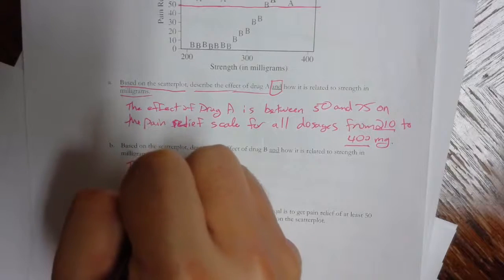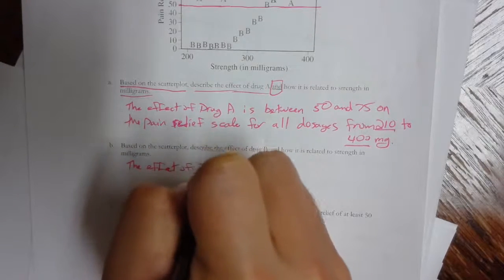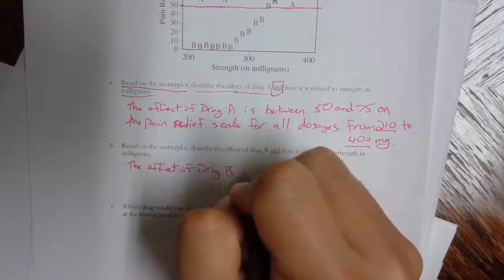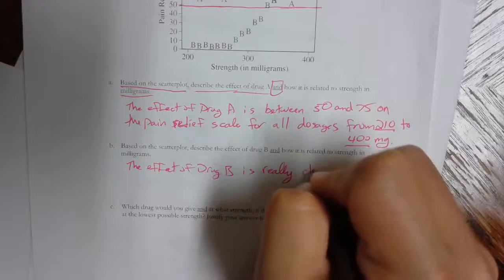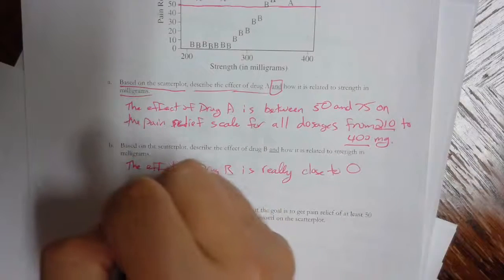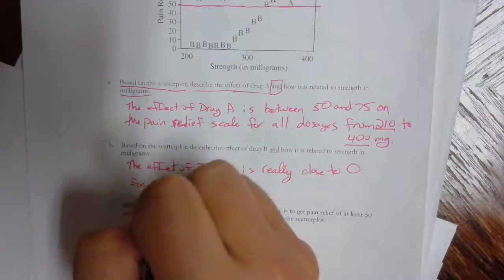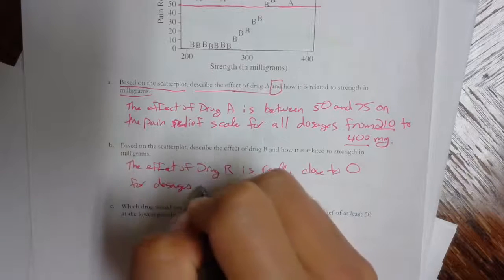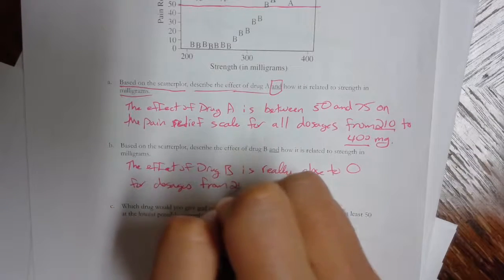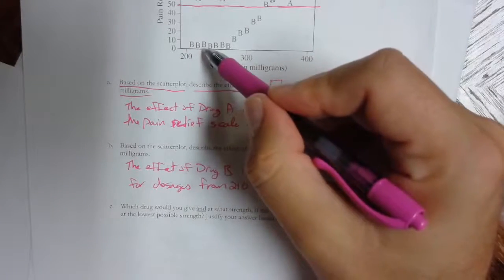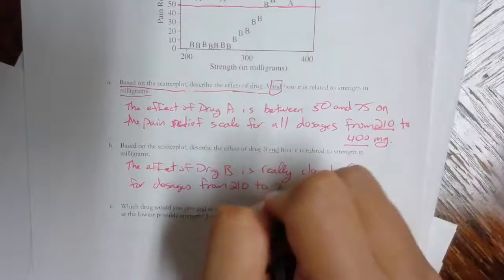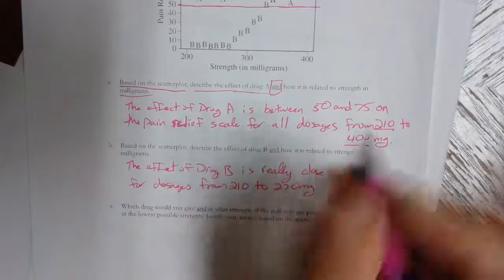The effect of drug B is really close to 0 for dosages from 210 to, let's double check that, 10, 20, 30, 40, 50, 60, 70, 270 milligrams.